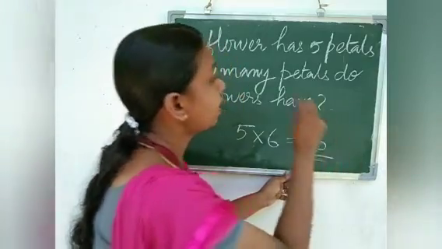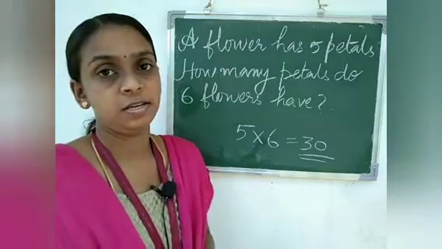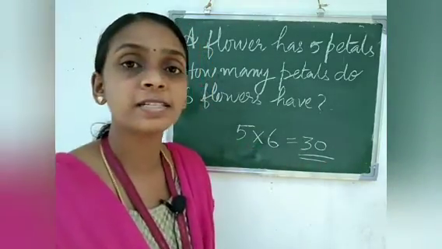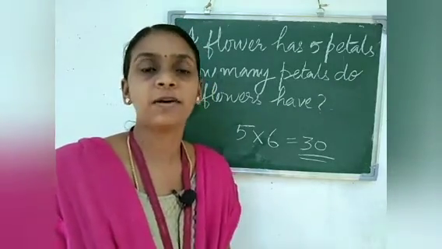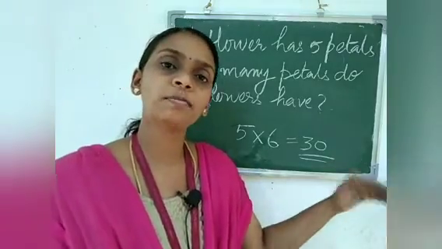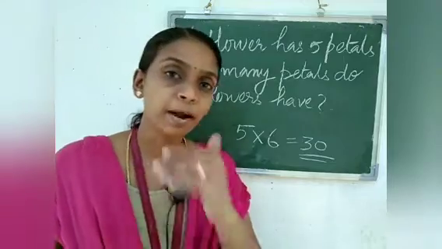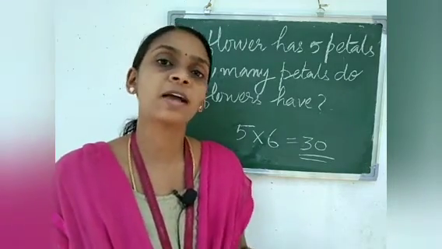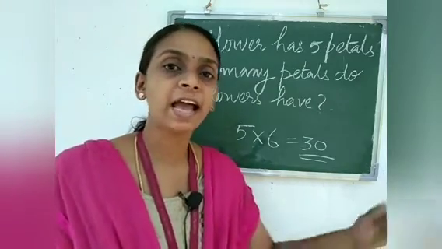The total number of petals of 6 flowers, what is the answer? The answer is 30. 5 into 6 is 30. So these problems we already studied in 2nd standard. To recall the multiplication problems, I did this problem. So next we have to study the multiplication tables of 7, 8 and 9.